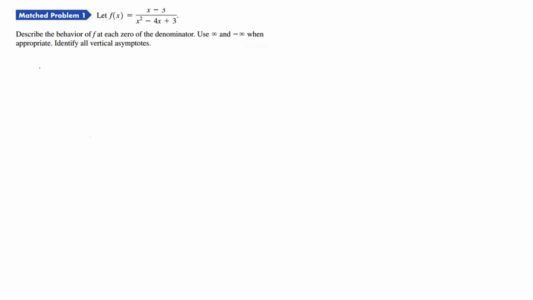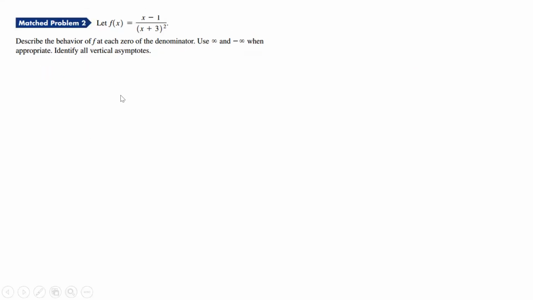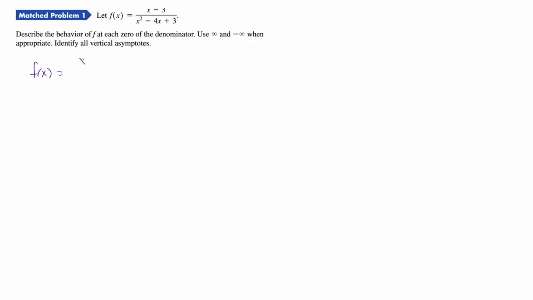All right, so what we need to do is think about what f of x equals if we factor it. What we have is x minus 3 over, and then the denominator is going to be x minus 3 times x minus 1. If we multiply that back out, that's x squared minus 4x plus 3. So that should work, okay? So our zeros then are going to be x equals 1 and x equals 3.